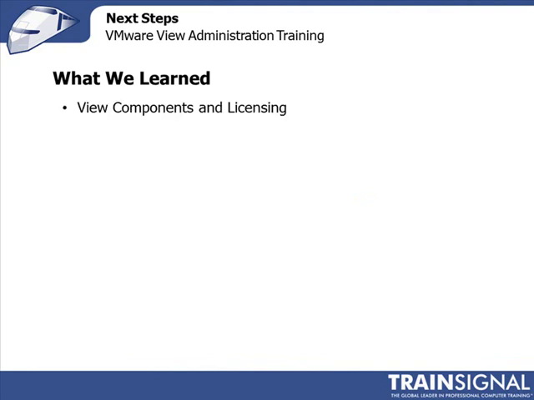We started off talking about the View components and licensing. This includes descriptions of the VMware View Connection Server, Security Server, Transfer Server, the View Agent, the View Client, and View Composer. We also talked about the bundle package of View and the differences between Enterprise and Premier versions.